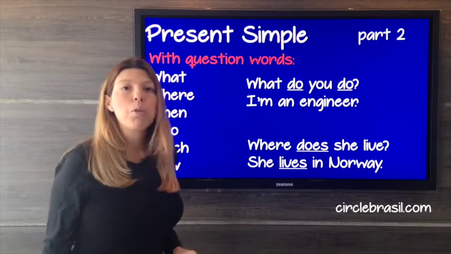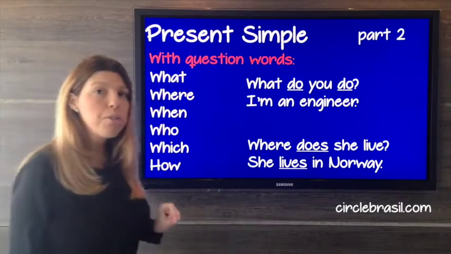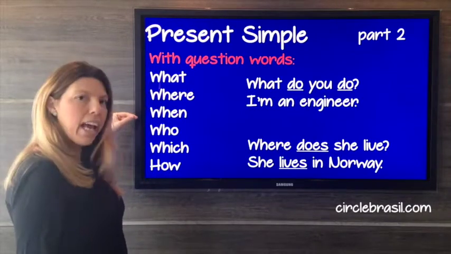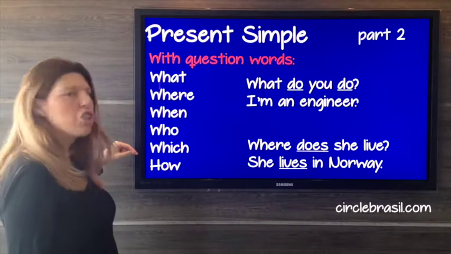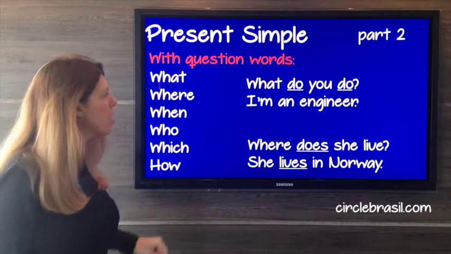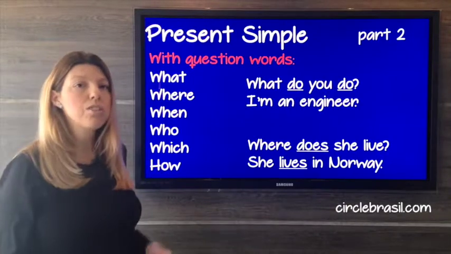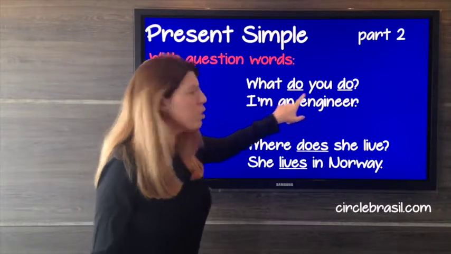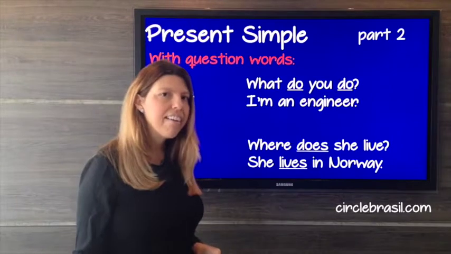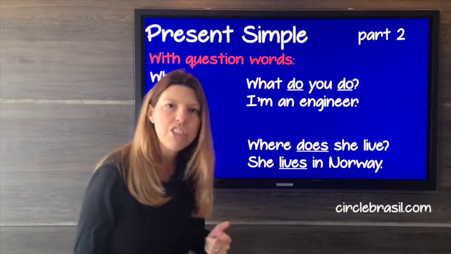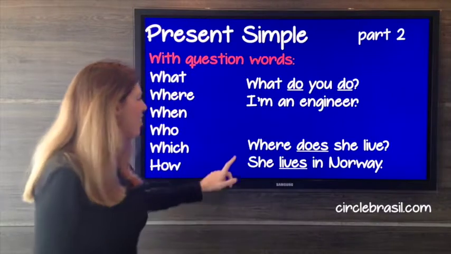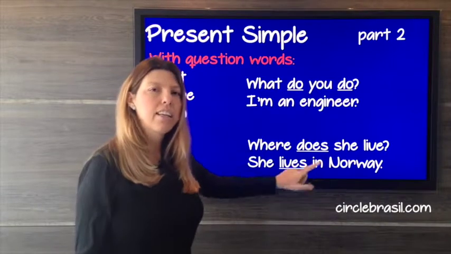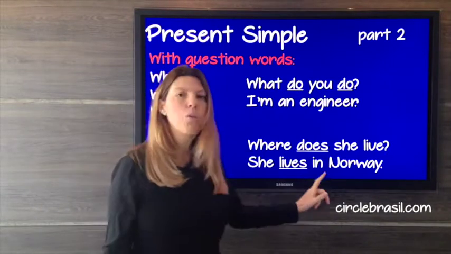Using the present simple with question words. Do you remember the question words? What, where, when, who, which, and how. All right? So these question words usually come before the auxiliary verb, all right? So example here, what do you do? I'm an engineer. Repeat after me. I'm an engineer. Very good, all right? Where does she live? She lives in Norway. Okay, repeat after me. She lives in Norway.